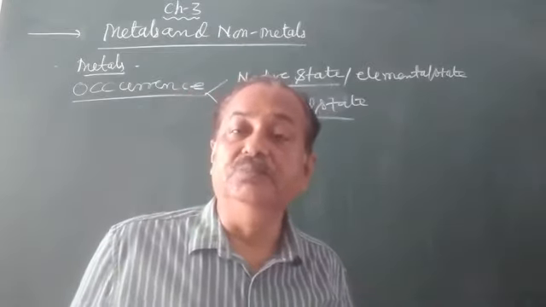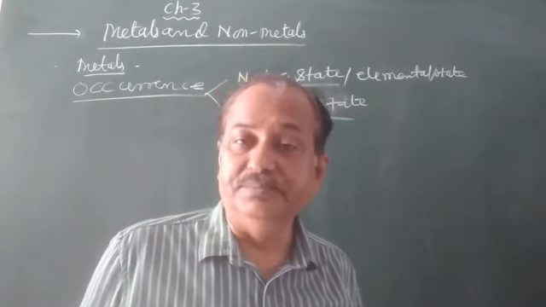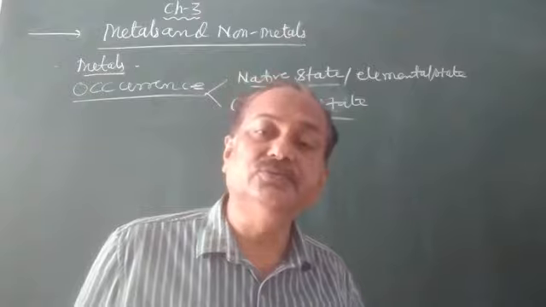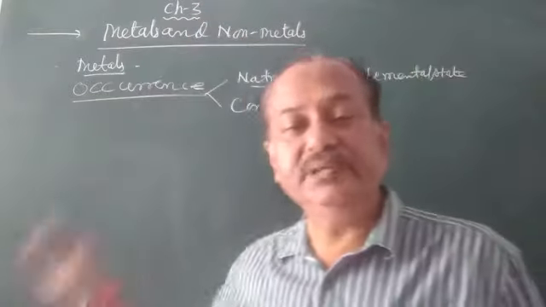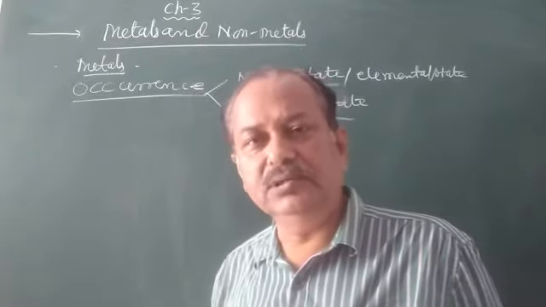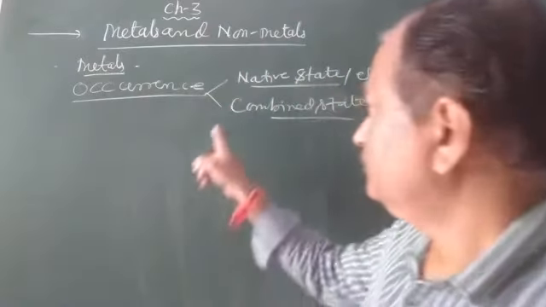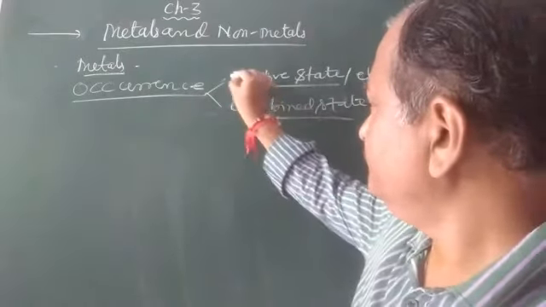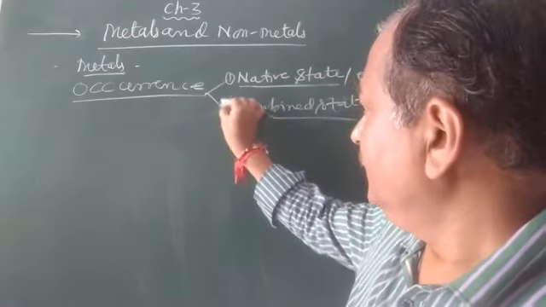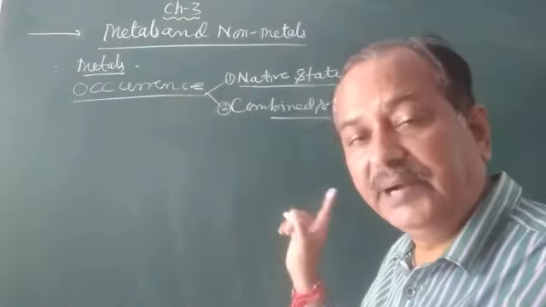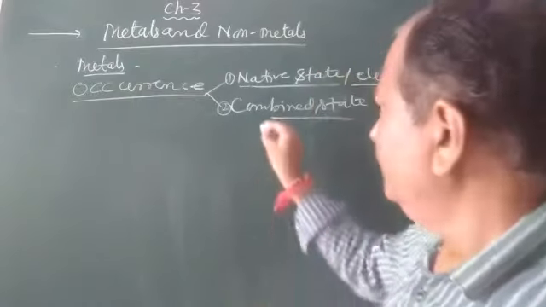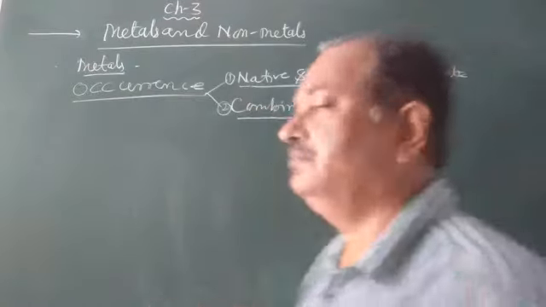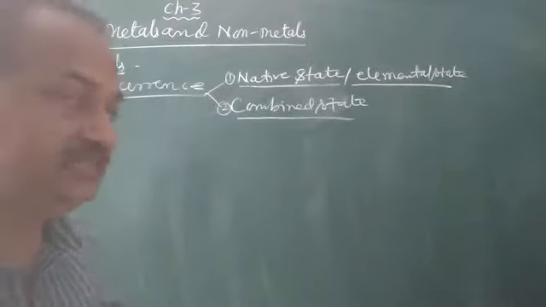In this video, I am going to explain the third chapter, metals and non-metals. First, I am going to explain the occurrence. Occurrence means availability, how the metals are found. Metals are found in two states: first is native form and second is combined form. Native is also called elemental state, and combined form, we'll see what it is.